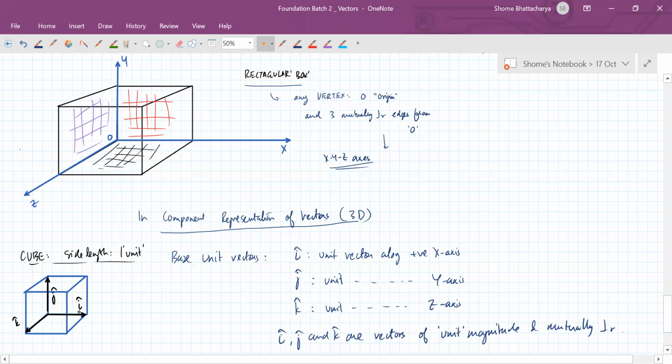This one is pointing along the positive x-axis, this one pointing along the positive y-axis, and this one pointing along the positive z-axis.